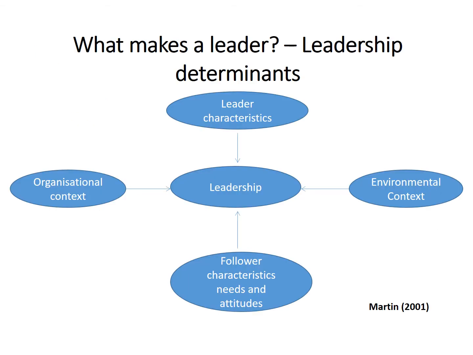So what makes a leader? Leadership determinants: the leadership characteristics are obviously going to affect the leadership. The environmental context in terms of PESTEL, or the internal environment in terms of SWOT, follower characteristics, needs and attitudes, and the organizational context. So in terms of the determinants, you're going to be thinking about these things that are going to affect the different type of leadership that's required for given situations at given times.